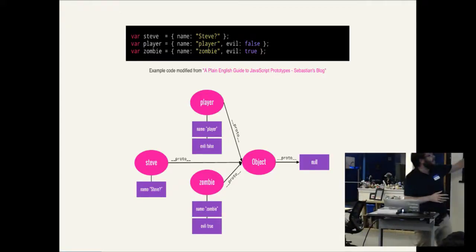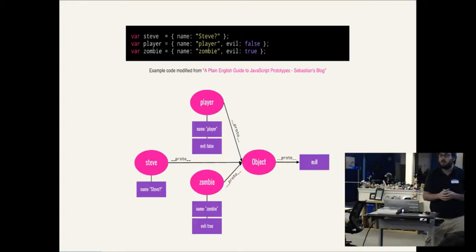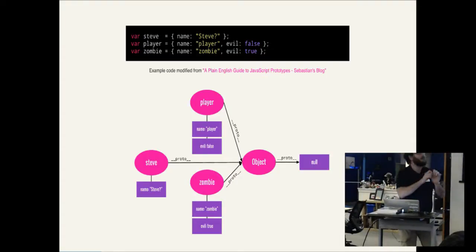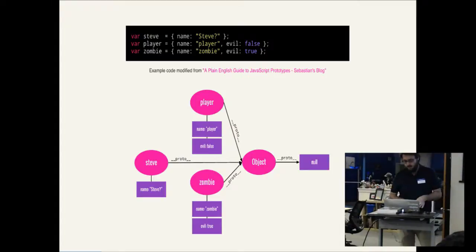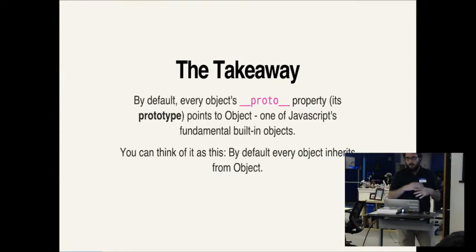Every object that you create in JavaScript by default has this proto property pointing to the global object in JavaScript. And that will become more apparent hopefully in a little bit. So that's what I just said. You can think about it in this way: by default, every object is kind of inheriting from this base fundamental object in JavaScript.